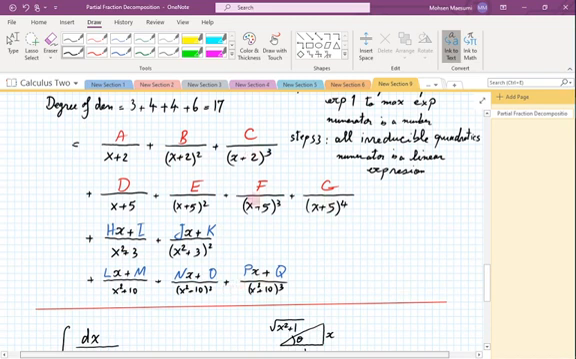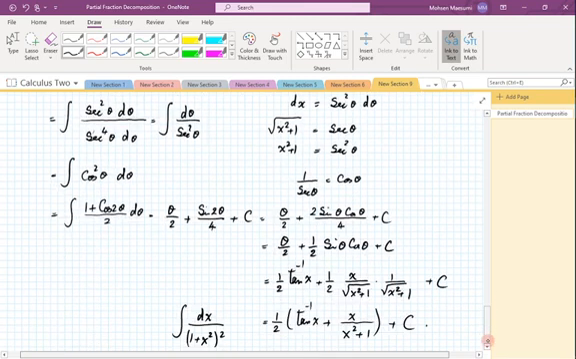These, we said, are straightforward. They just lose the power and you have to adjust the coefficients. These are going to give you a logarithm, as you have seen in calculus 1.